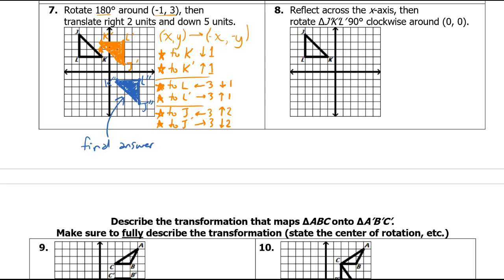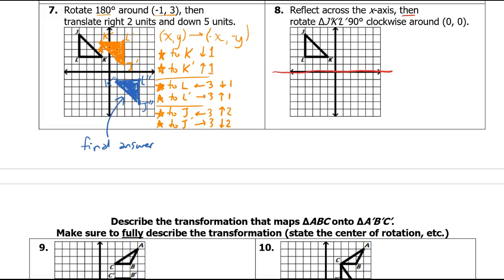Number 8 involves a reflection followed by a rotation. We want to make sure that we're doing it in the order they're telling us to. If I did a rotation first followed by a reflection, that might make a difference depending on those exact reflections and rotations. So here, going across the x-axis, we did one of these earlier.